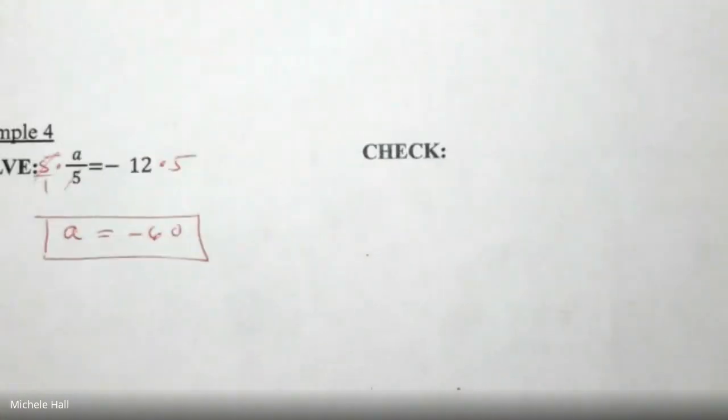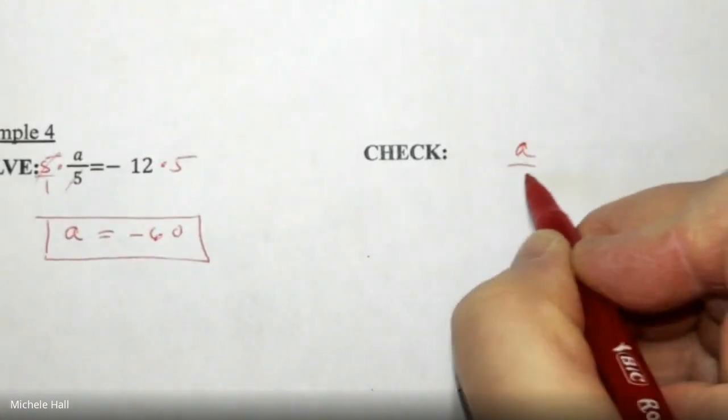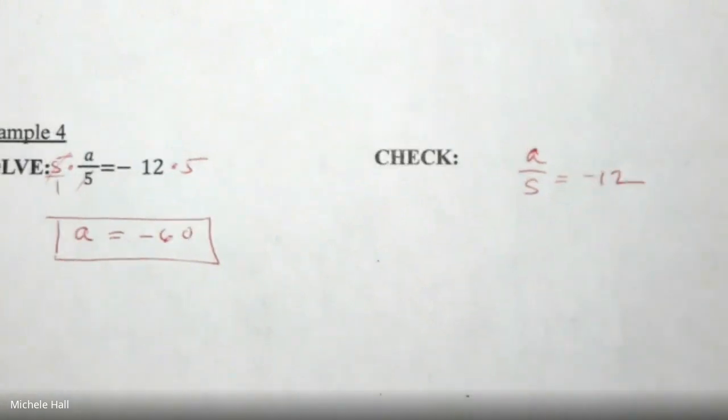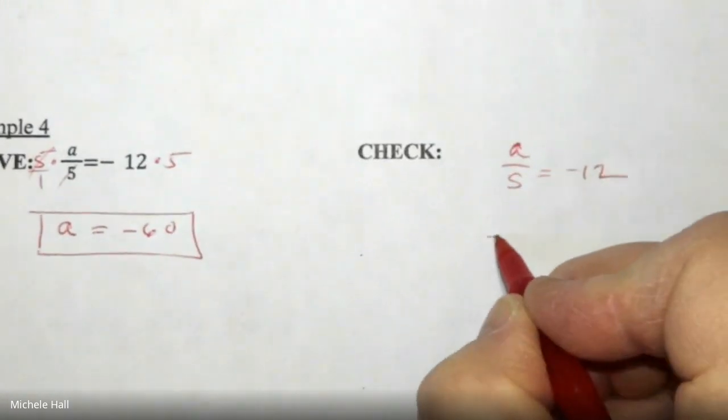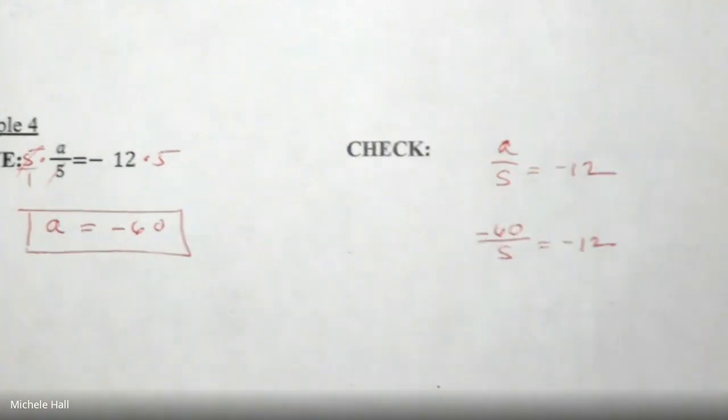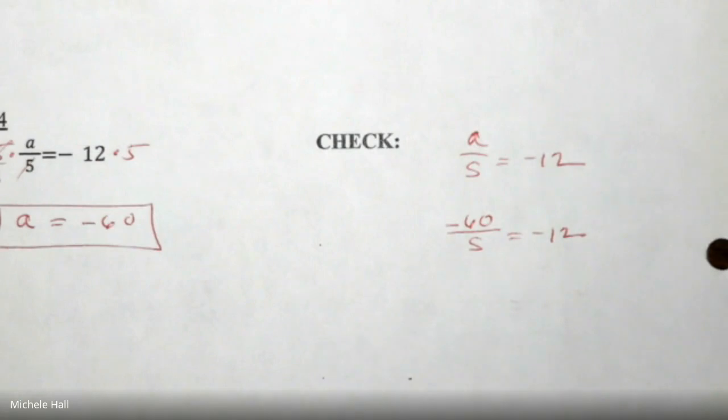And check. A divided by 5 equals -12. A is not unknown anymore. I know that A is -60. And then -60 divided by 5 is a -12.